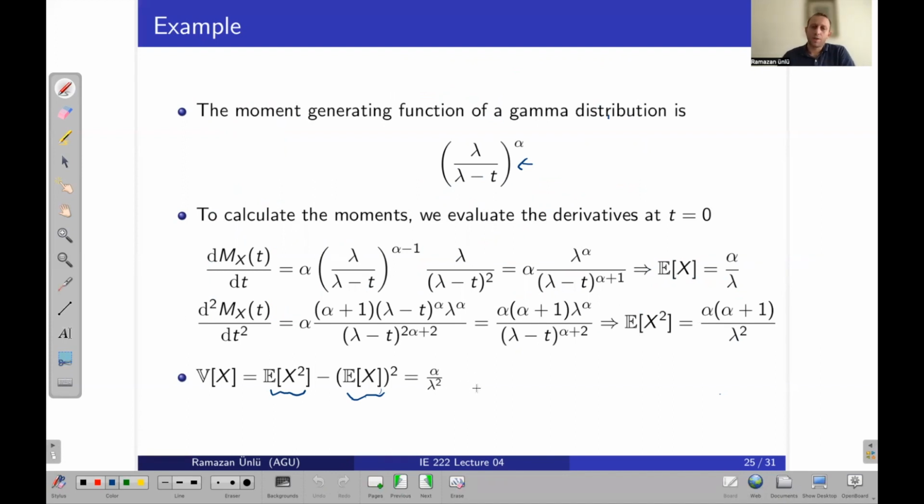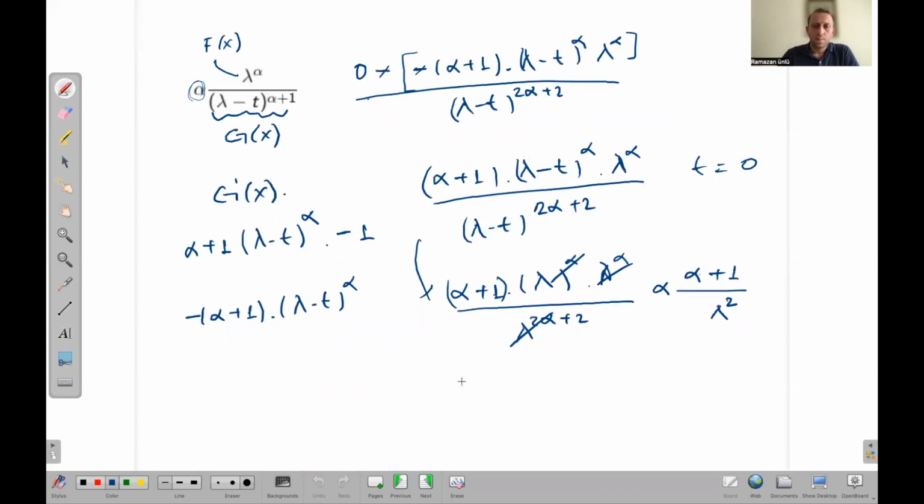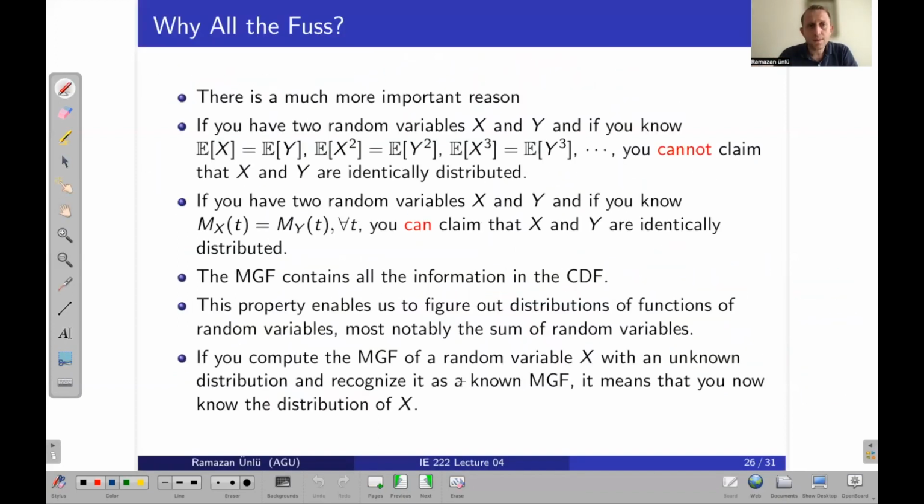So in the previous lectures, remember that to calculate the variances, we did some integrals, some complicated work, right? But here it is relatively much easier. So therefore, we can use the moment generating function to do such calculations. Okay, so that is the first reason why the moment generating function can be much more useful. But there are much more important reasons. So let me explain it.